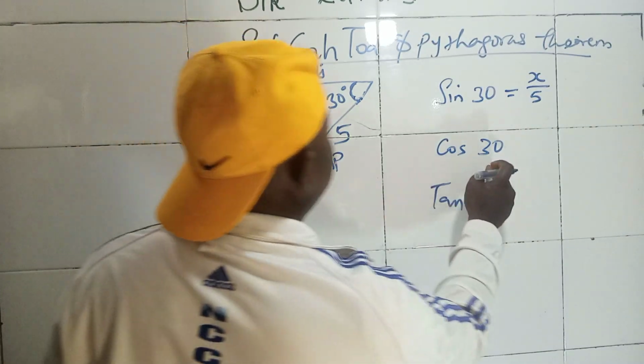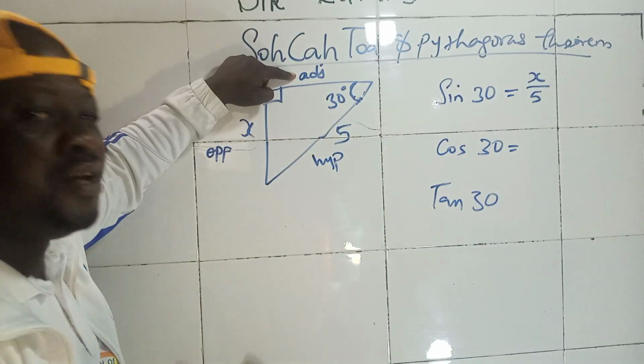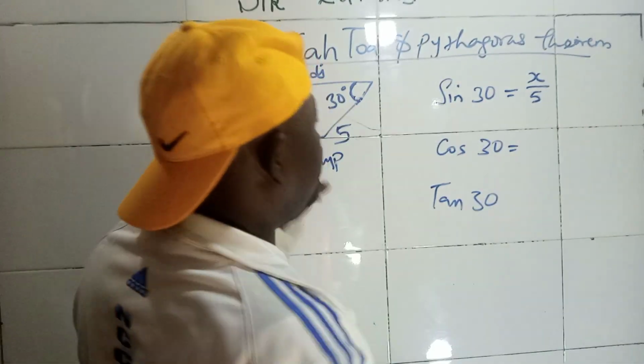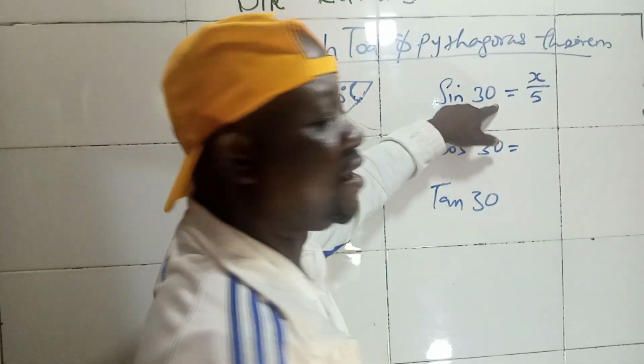What is cos theta? Cos theta is adjacent all over hypotenuse. Are we looking for adjacent? No. But if you are looking for adjacent, it means that this is what you are going to use. But they say you should find x. So automatically we are using sine 30 degrees.